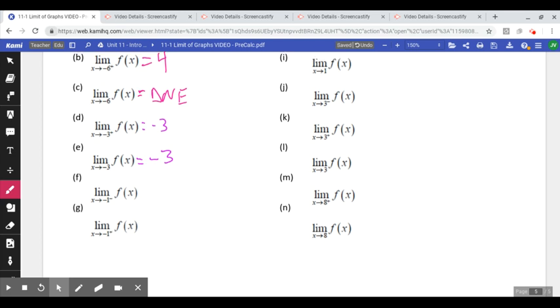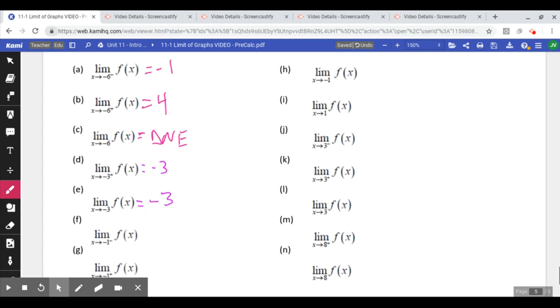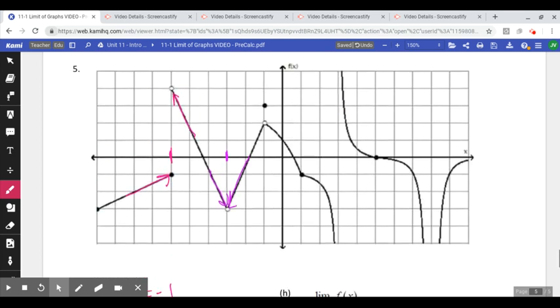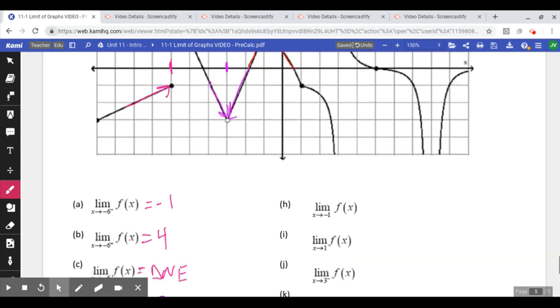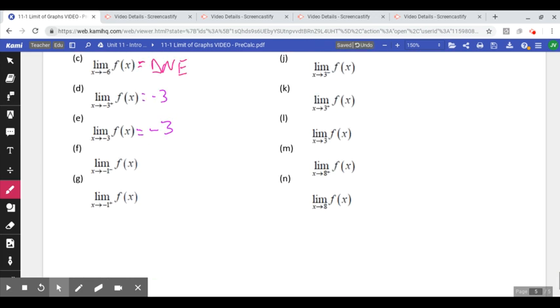The next three, F, G, and H, deal with -1. So let's bounce back up to the graph here. And we're going to take a look at -1 now, or as x approaches -1. So from the left, we're approaching a y value of 2. That's right here. From the right, we're approaching a y value of 2, which means the two-sided limit exists and is also 2.